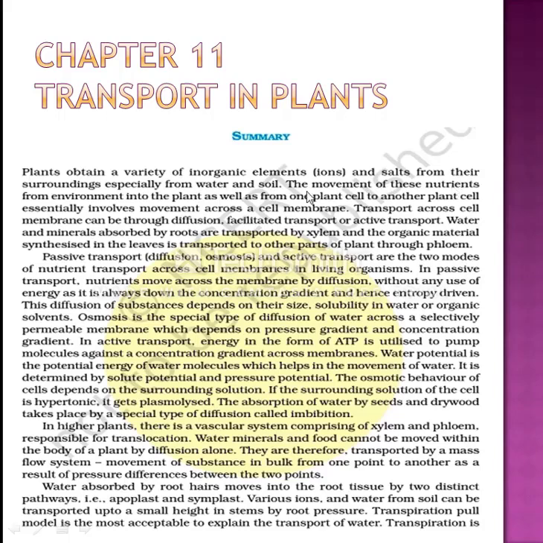The movement of these nutrients from the environment into the plant, as well as from one plant cell to another plant cell, essentially involves movement across a cell membrane. Transport across a cell membrane can be through diffusion, facilitated transport, or active transport.